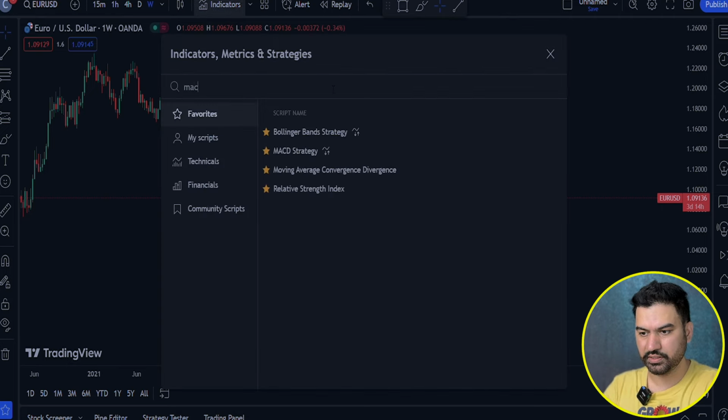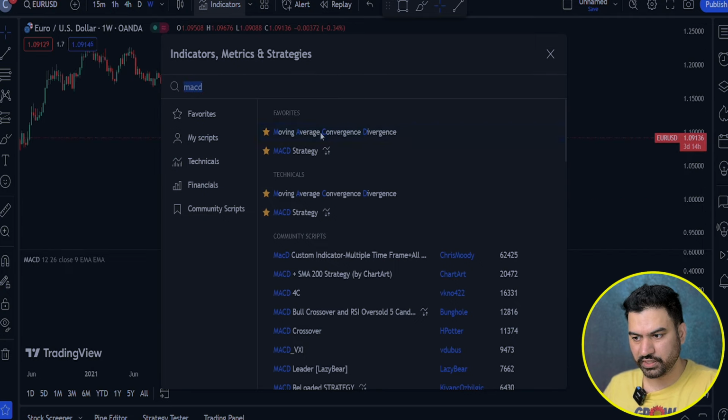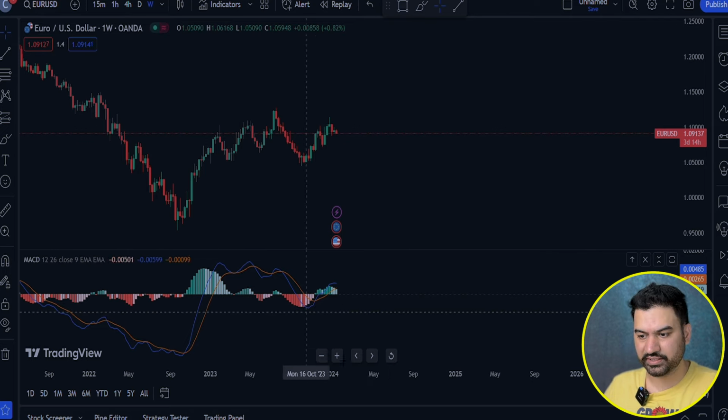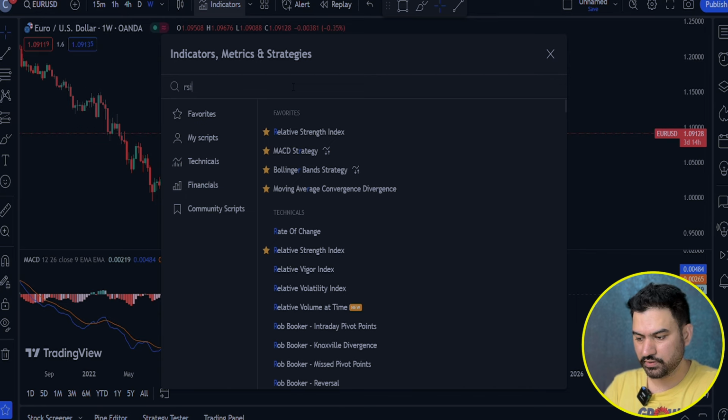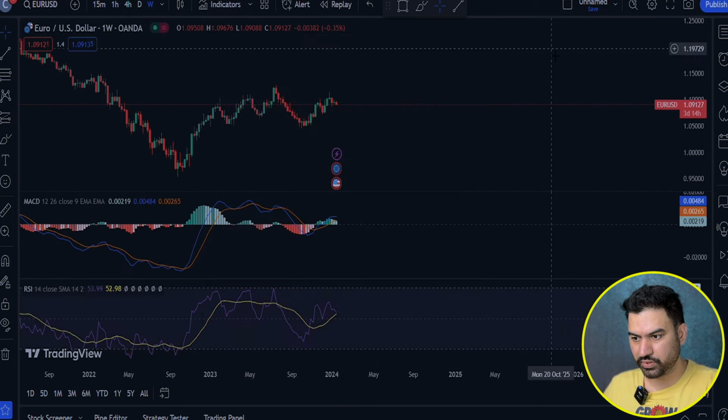Just click on this one. It will show the MACD index below. Then I will search for the RSI index. This is our RSI index. Now it has been applied over here.